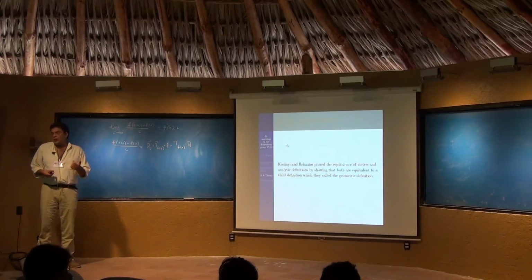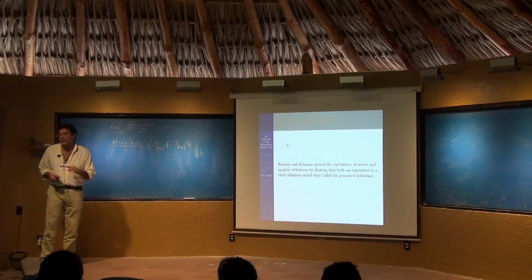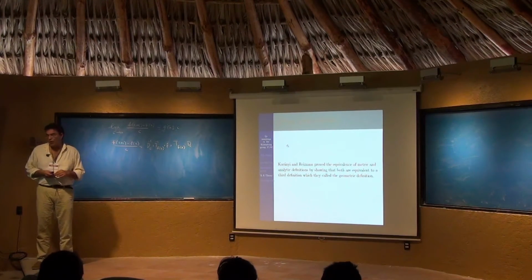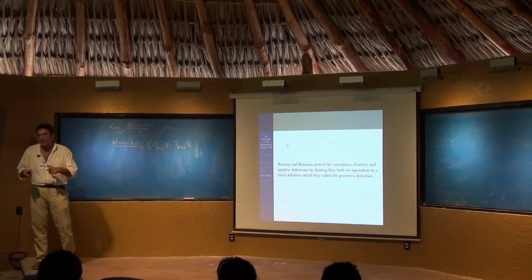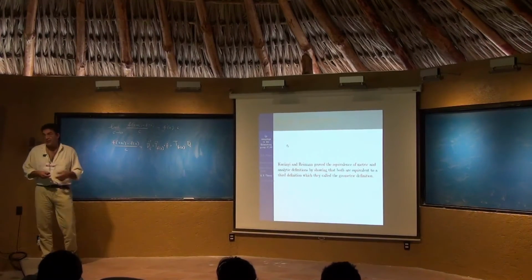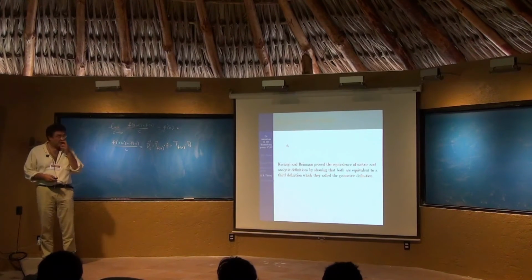Okay, so I told you in the beginning that besides the analytic definition, we have a geometric definition. And why do we have that? Because to prove the equivalence of the metric and analytic definitions, Korányi and Reimann didn't go straightforwardly from the one to the other. But they did this trick. They proved that both the metric and analytic definitions are equivalent to another definition, which they name the geometric definition, excuse me.